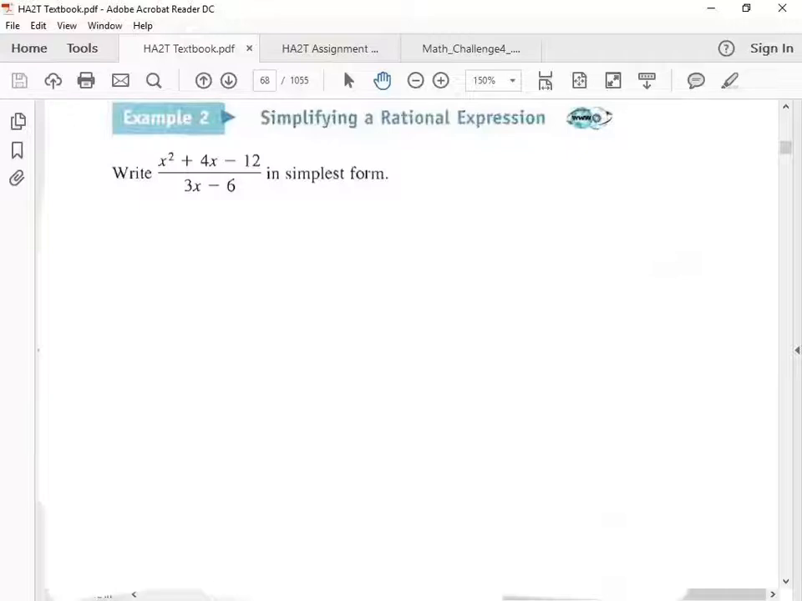I want you guys to copy this down: factor the numerator, factor the denominator. Now there's different ways to factor the numerator. I think you guys were taught two ways. You might have been taught to do a big X, or maybe you were taught to do this box thing. The box thing would look like this.